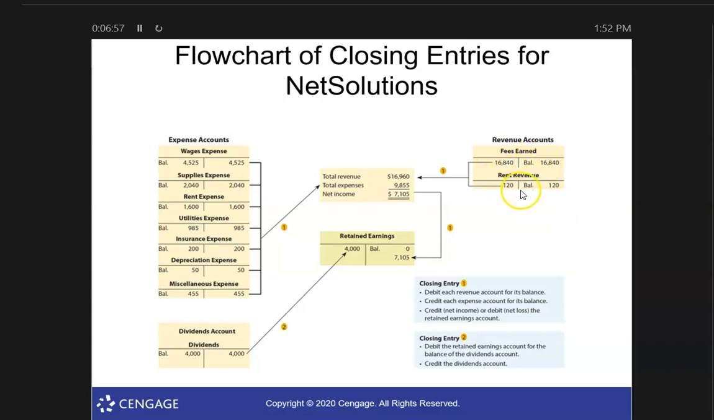Now this will end up being 0. So there's my total revenues. Over here on the expense accounts, they're all normally a debit balance. Well, I'm going to credit them, and I'm going to add them all up, and they equal $9,855. When I subtract that, I have a net income of $71.05. So the first journal entry will be the debit to the revenue, the credit to all the expenses, and then based upon the net income, credit retained earnings.